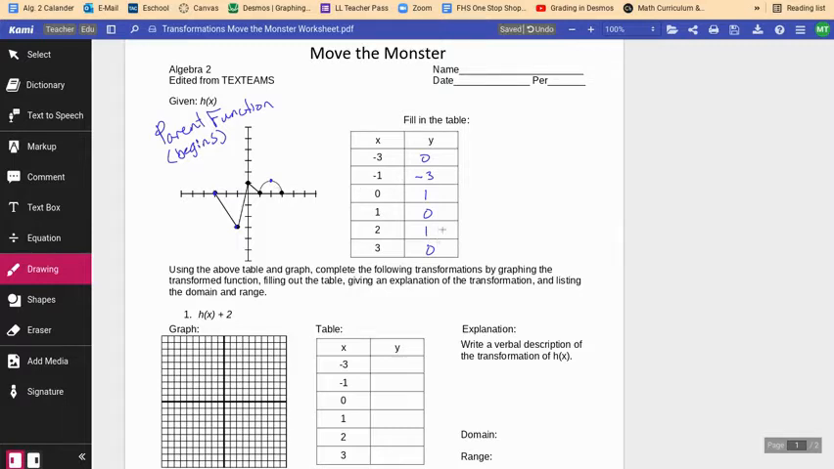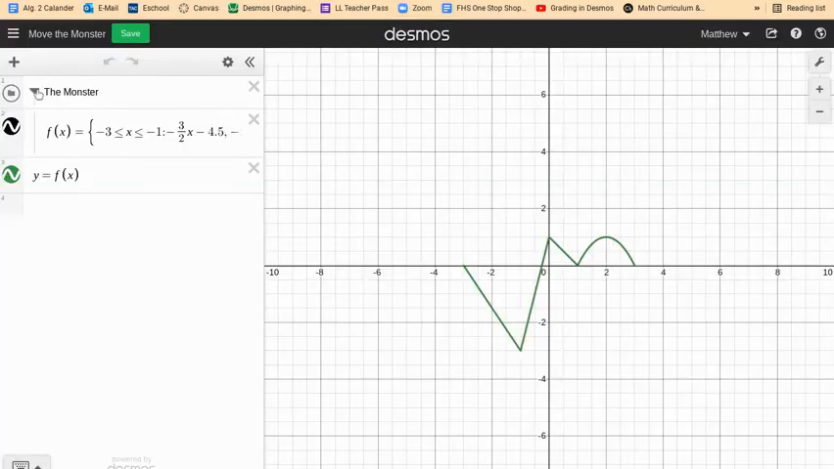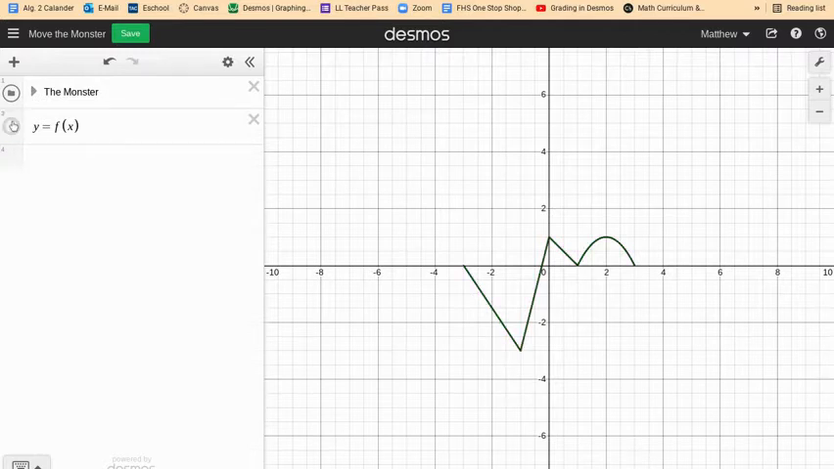Okay, and so this again, consider the parent function the original where things began, right? And so what I've done is I've created this Move the Monster in a Desmos. That's also on our canvas. We can kind of play around with it and see what happens. So notice the original one is going to be in black, and then this new one I'm going to alter is going to be in green.